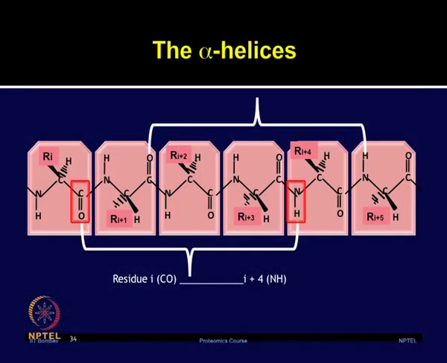The alpha helix is stabilized by hydrogen bonds. The carbonyl group of each amino acid forms a hydrogen bond with the NH group of the amino acid four residues ahead in the sequence, as you can see in this figure here.